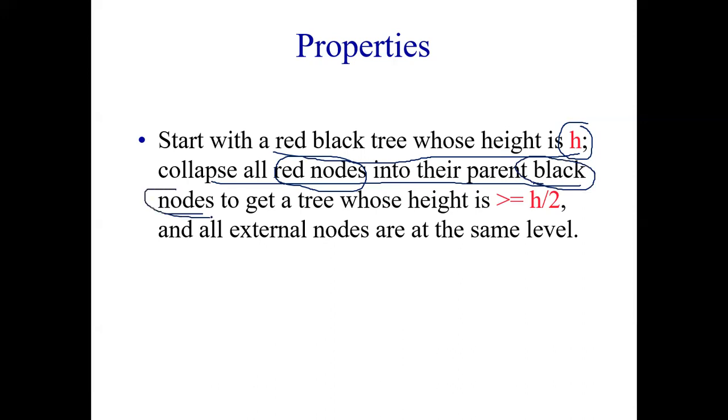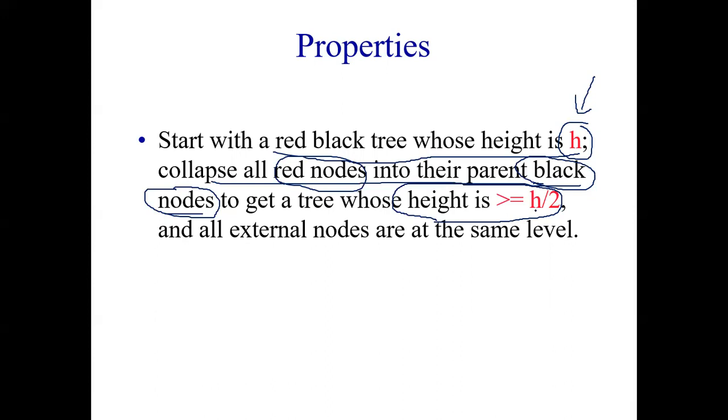Collapse this red node onto the black node. Collapse this red node onto the black node. That is, let us assume that the red node got merged into the black node. When you do that for all the nodes, then the height will become greater than or equal to h by 2. That is, previously the height is h. Now the height can reduce up to h by 2. It can go down maximum up to h by 2.